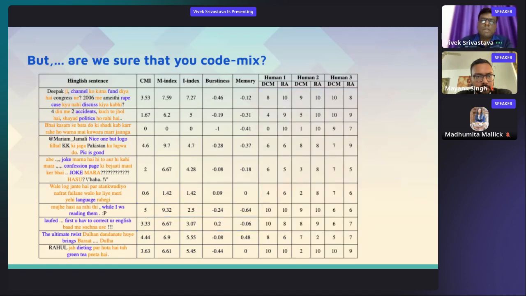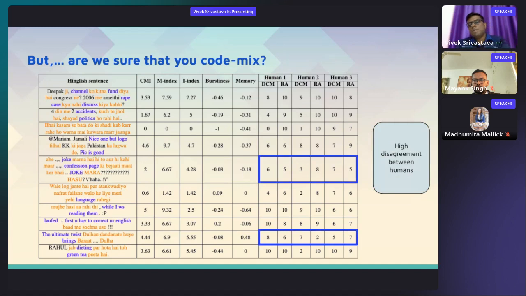Then we took 3 different annotators. We asked them to rate these sentences on these two scales, the DCM and the readability score. We gave them these 10 sentences and asked them to do the annotation. These are the scores that we got. The first thing we observed is that there is high disagreement between humans themselves. If you pick two sentences and look at the scores assigned by human 1, human 2, and human 3, they have an entire range of scores being given.